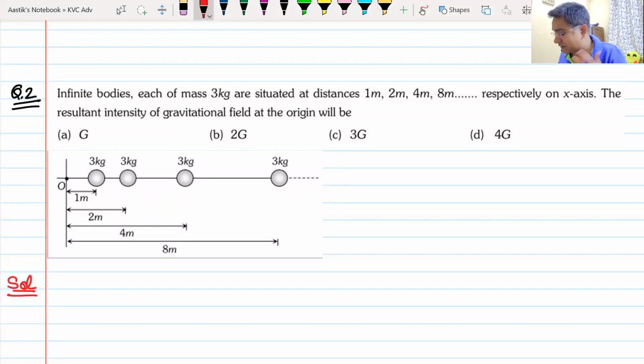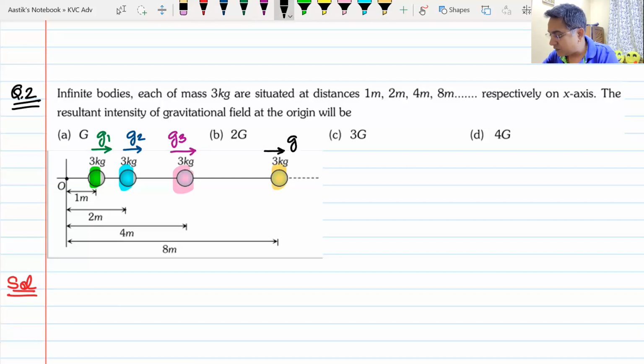So how do we do this? It is quite simple. If I call this the green mass, the gravitational field created by the green mass, G1, would be going like this at that point. I'm not drawing it at the point because it will become crumbled up. The gravitational field due to this blue body will be directed like this, G2. The gravitational field due to this pink body will be directed like this, G3. Yes or no? All the gravitational fields are coming in the same direction. Do we understand this? Yes. The gravitational field due to this fourth body will be going like this.